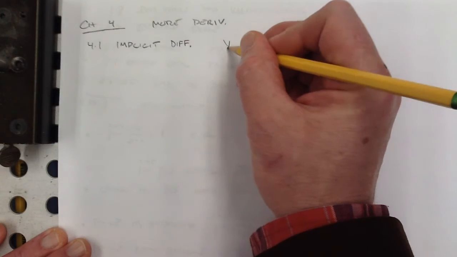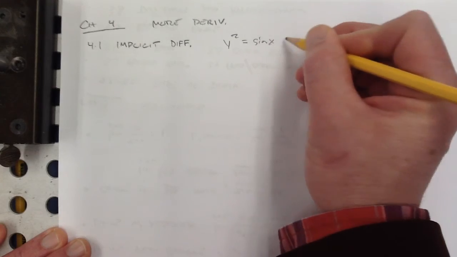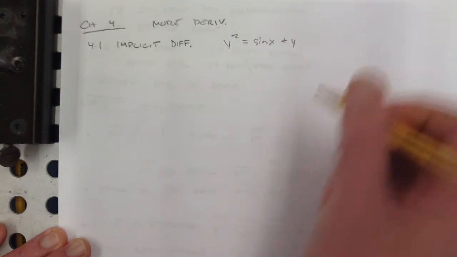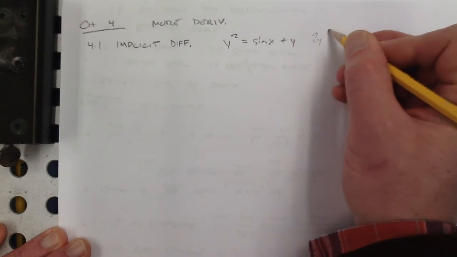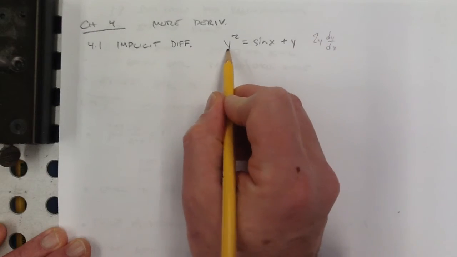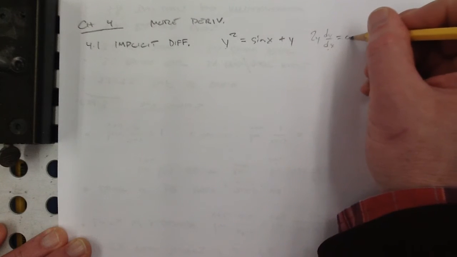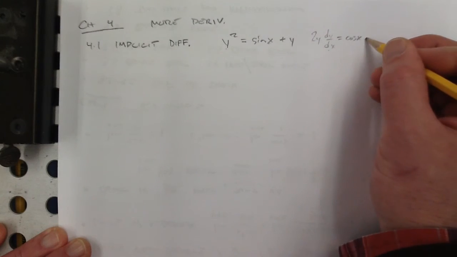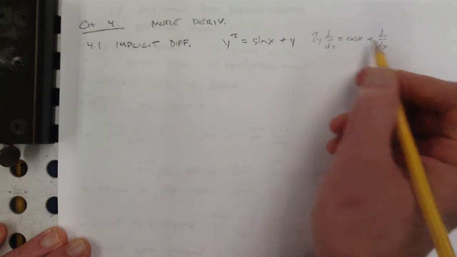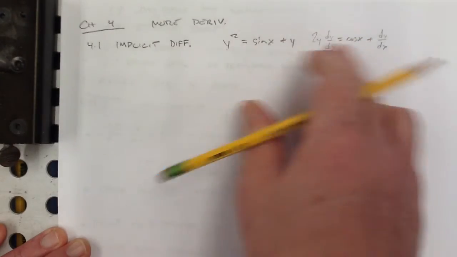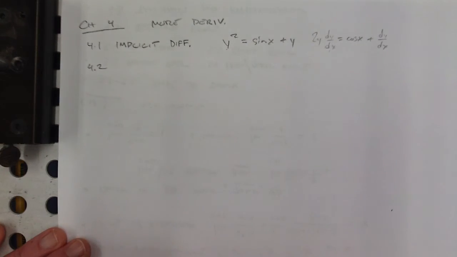So things like y squared equals sine of x plus y, and then you take the derivative. The derivative of y squared is 2y dy dx. Every time you take the derivative of something with a y in it, a dy dx pops out. The derivative of sine x is cosine x, and plus the derivative of y is 1 dy dx. And then you get all the dy dx's on one side, factor, and solve for dy dx. Go back and look at examples from there if you need to.